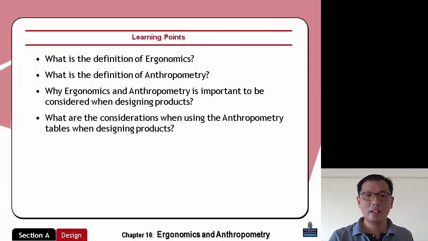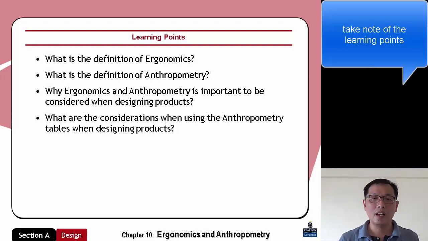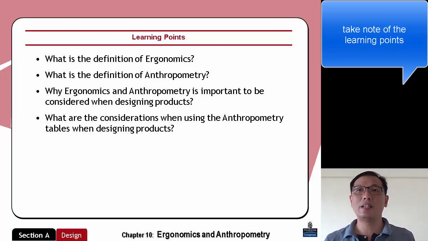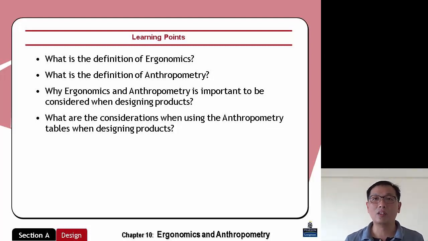Okay. Now, there are a few learning points. What's the definition of ergonomics? What's the definition of anthropometry? Why ergonomics and anthropometry is important to be considered when you design products, and what are the considerations when using anthropometry tables when you design products.